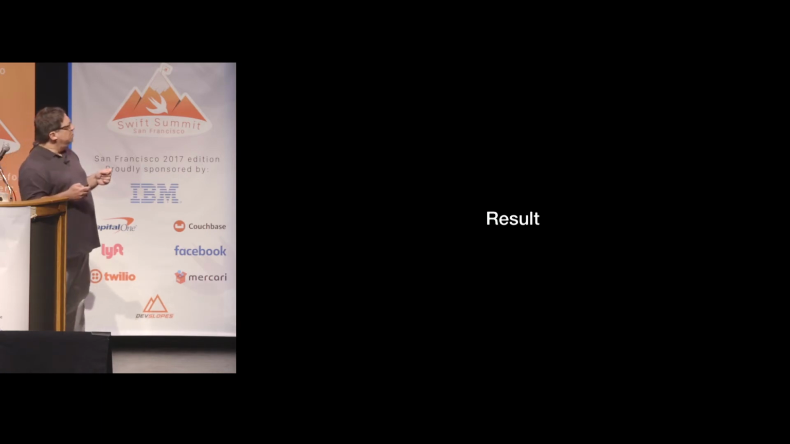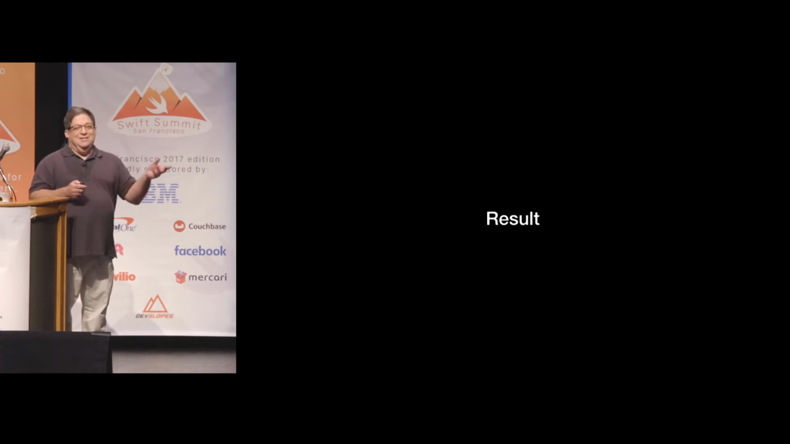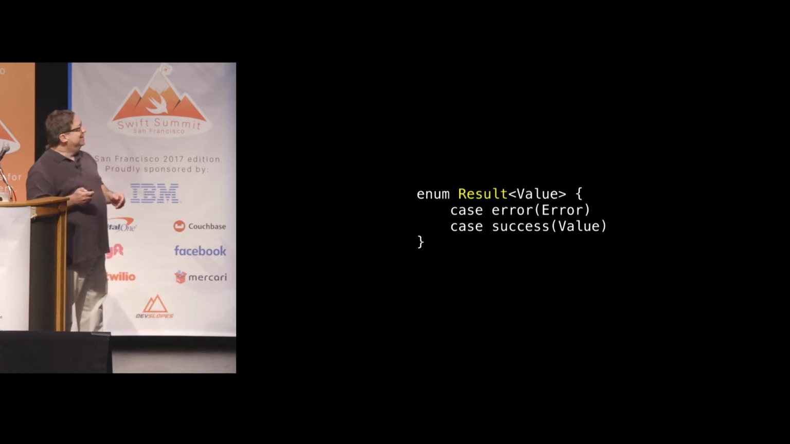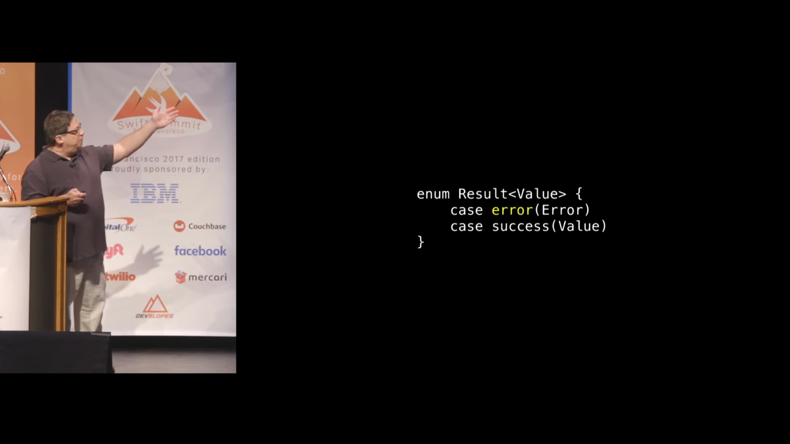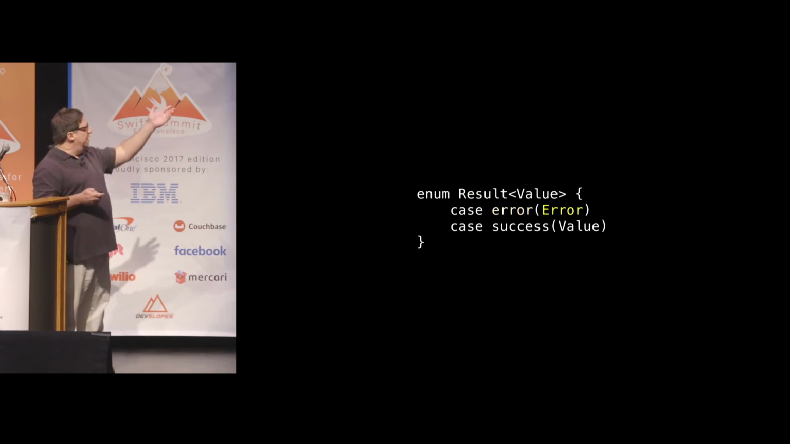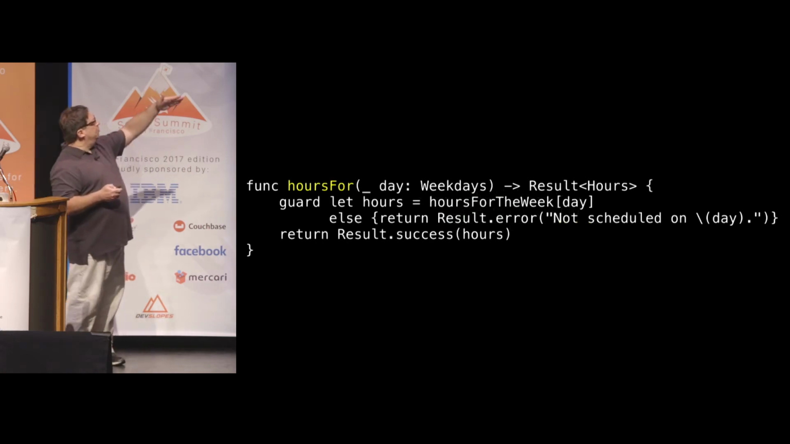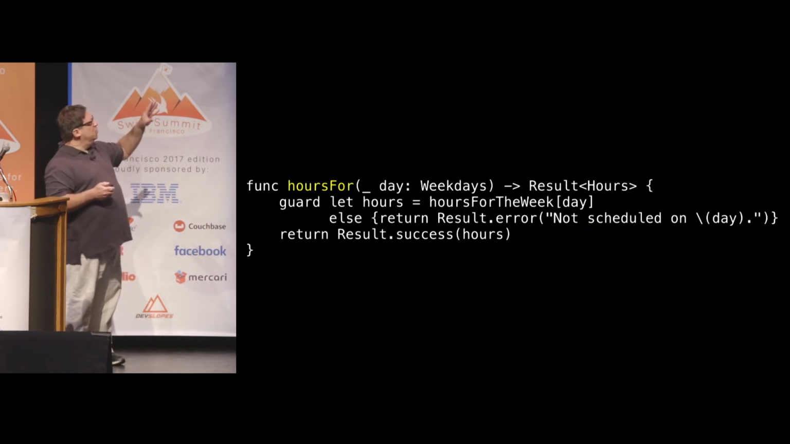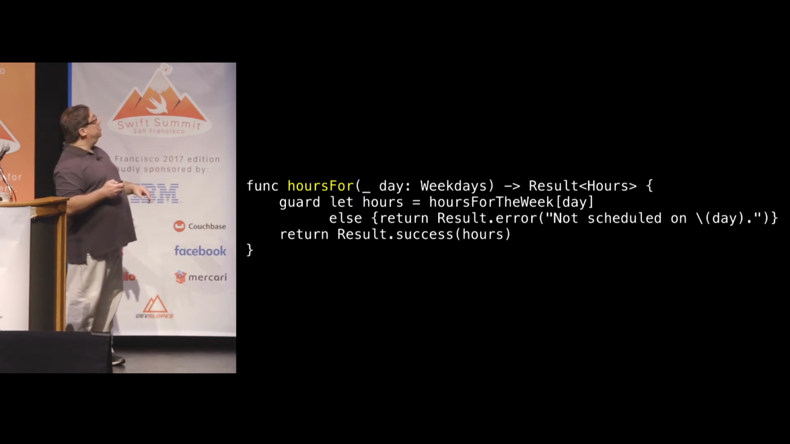So for result, the result type was something that people really liked before Swift had errors, and then they really liked it more after Swift had errors. I know. So I have an enum for result, and it either succeeds or it fails. If it fails, then we wrap up the error in that case using an associated value, and if it's successful, we wrap up the successful value in the success case. And maybe I'm computing the hours for what day you worked, and that is going to take what day you worked and look it up in the dictionary, and either there's a value or there's not a value.